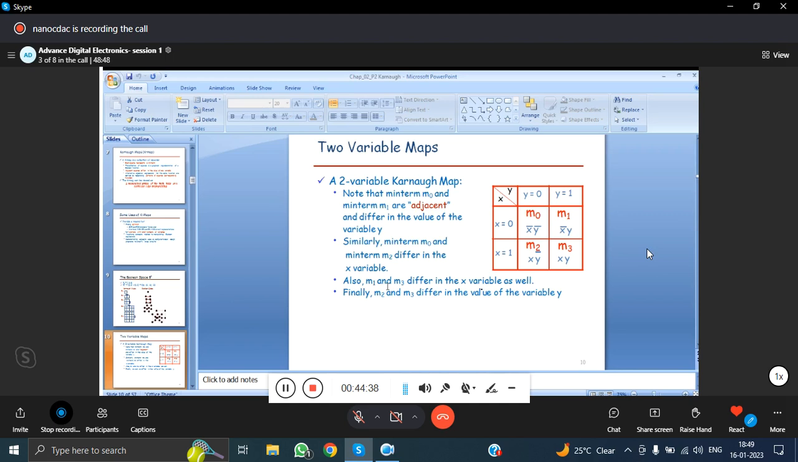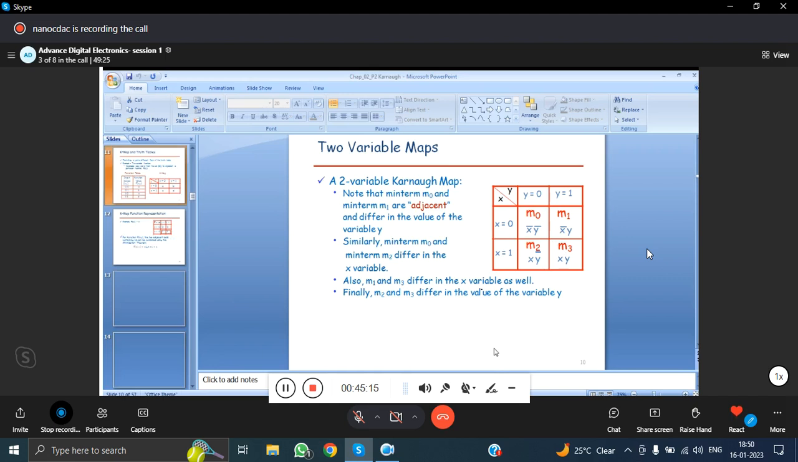M1 and M3 also differ in the x variable. If you take M2 and M3, they differ in the y variable. I will tell you once again: M0 and M1 differ in y. M0 and M2 differ in x. For M2 and M3, the x value is the same and the y value differs. For M1 and M3, the y value is the same and the x value differs. So this is the two variable KMap.